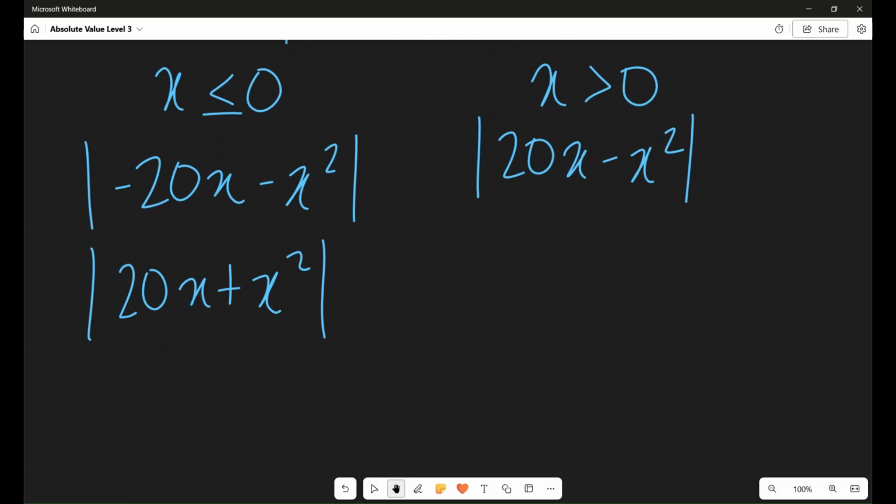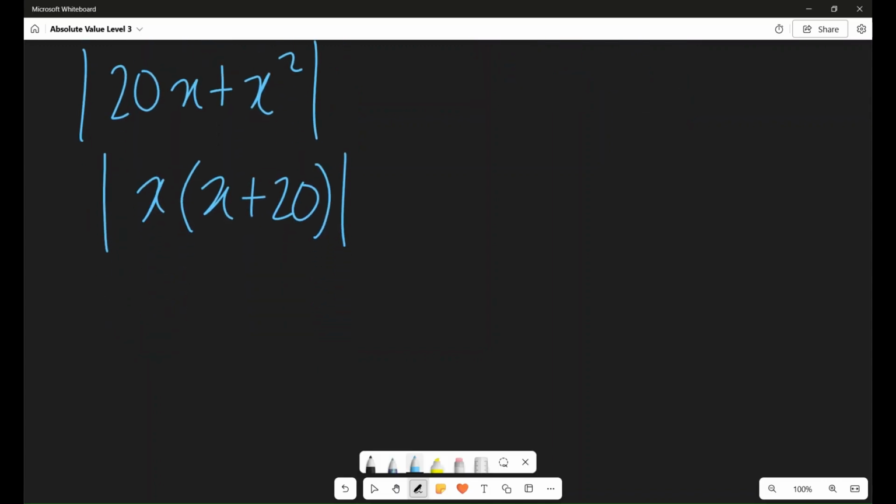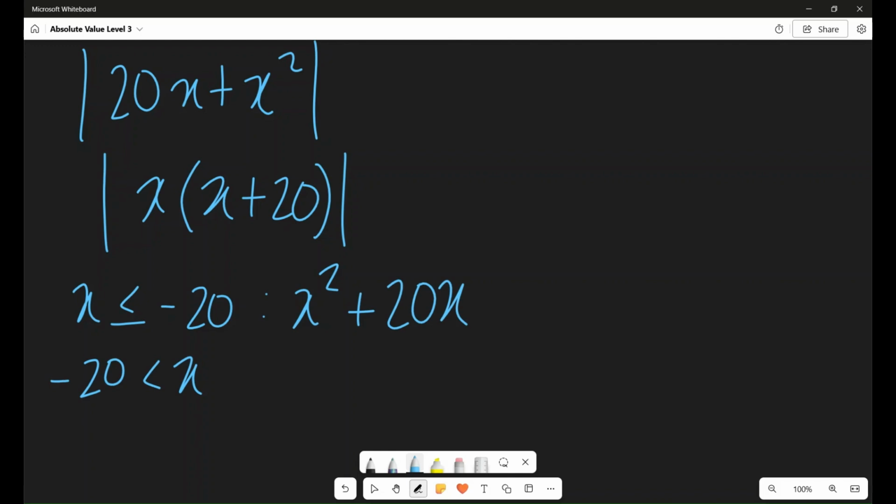Now, again, we have absolute values, and we can again split into our cases. So we notice that in this case, on the left side, the value inside this absolute value can be factored as x times x plus 20. So when x is less than or equal to negative 20, we get x squared plus 20x, because when x is less than or equal to negative 20, we see that the value inside the absolute values is positive. And similarly, when x is between negative 20 and 0, we see that it's the negative of that.